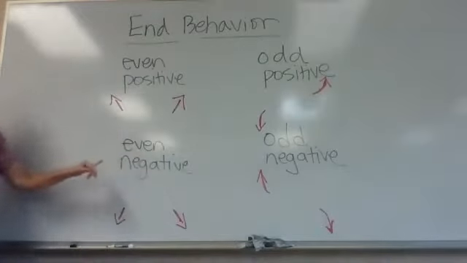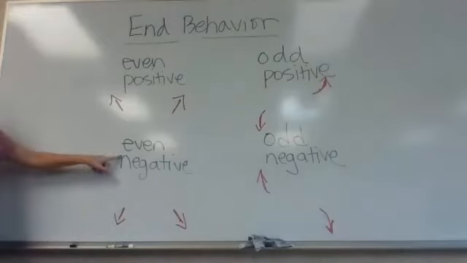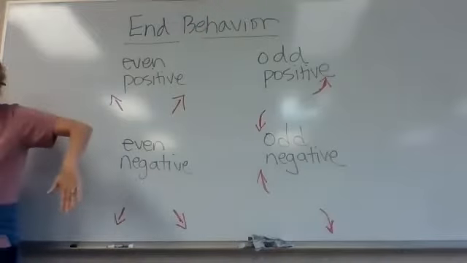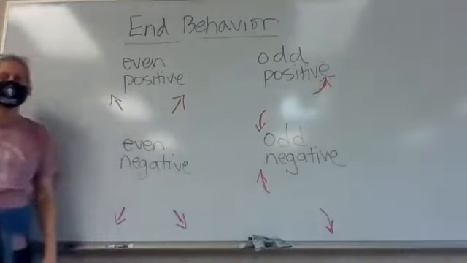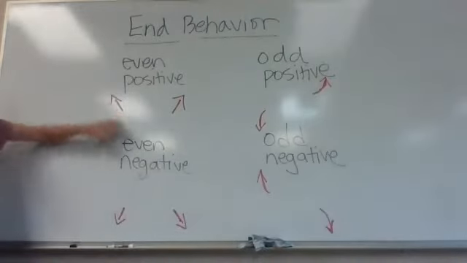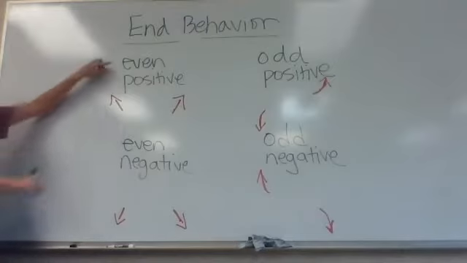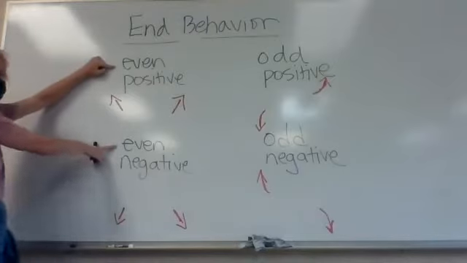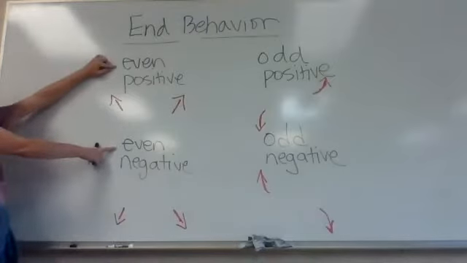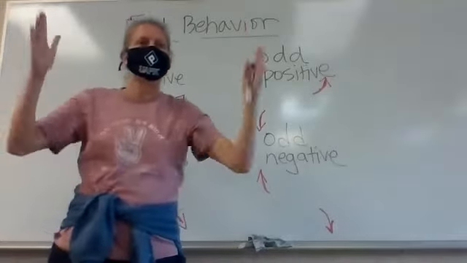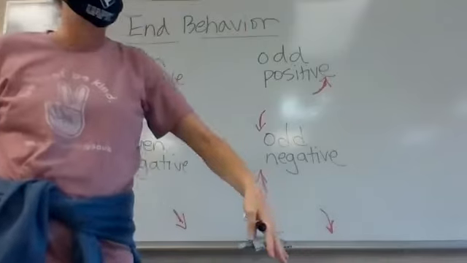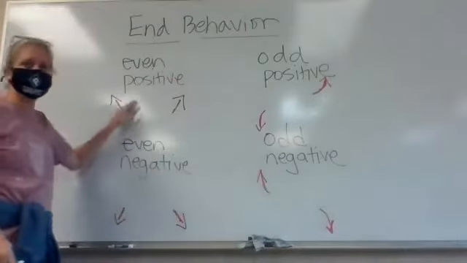What happens when the exponent is even, like an x squared, but the term is negative? What does that negative do? It flips it upside down, right? That makes the end behavior both go down. That's going for any even exponent. So another way to think about it is if your leading term's exponent is even, the ends of the graph are going to be doing the same thing. They're either both going to be up or both going to be down, depending on whether the term is positive or negative.